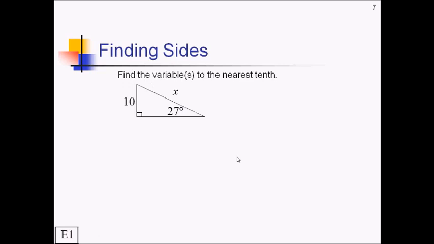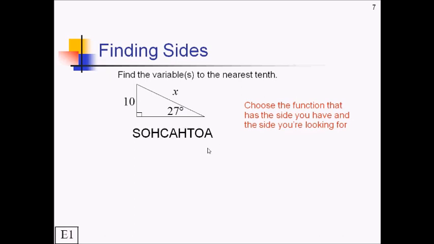The key on these is you want to choose the function that has the side that you already have, like this 10 side, and the side that you're looking for, like this x side, in the ratio. So I would write out SOHCAHTOA when you do these problems, and then pause the video and see if you can figure out which of our three functions to use here.